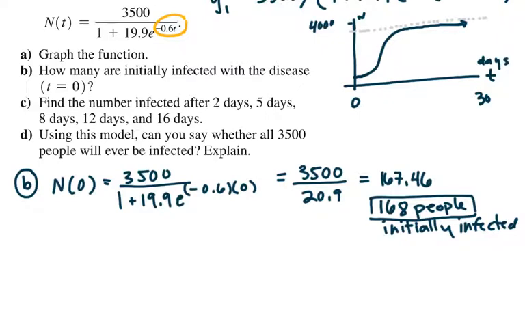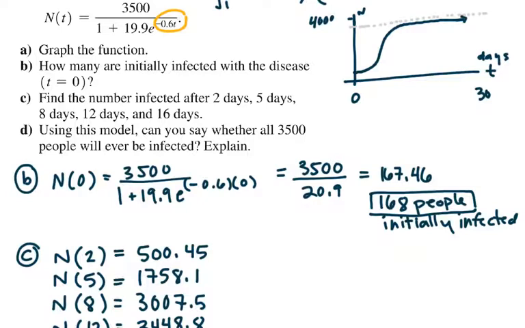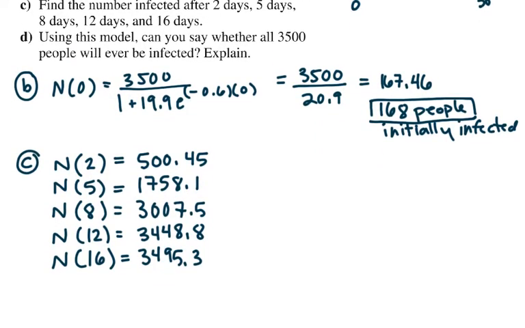All right, so find the number of people infected after 2 days, 5 days, 8 days, 12 days, and 16 days. Doing this, I'm going to do the exact same thing. I'm just going to plug in different values for my t. So I'm going to pause and write that out. I encourage you to pause the video as well and make sure you can plug these values into your calculator and get the same outputs that I'm getting. So what we see here, if I evaluate the logistic model for n at t equals 2, t equals 5, t equals 8, t equals 12, and t equals 16, we get these values.